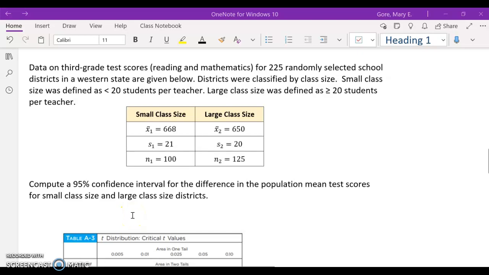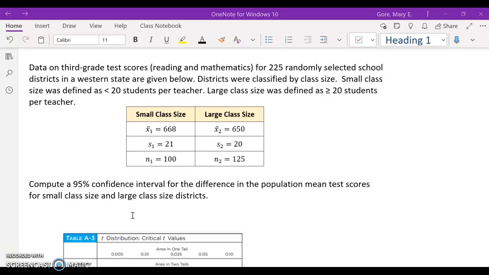I'd like to solve a problem we have in this lesson. The problem reads, data on third grade test scores for 225 randomly selected school districts in a western state are given below. Districts were classified by class size. Small classes were defined as less than 20 students per teacher. Large class size was defined as greater than or equal to 20 students per teacher.